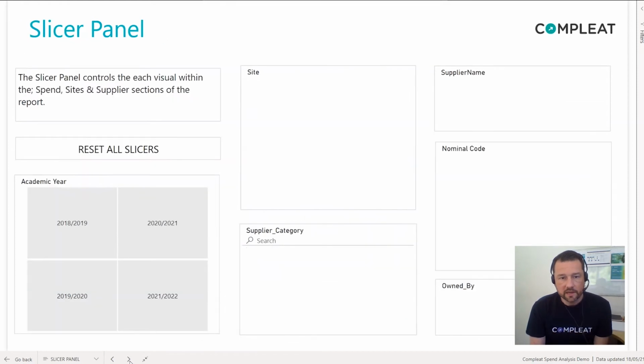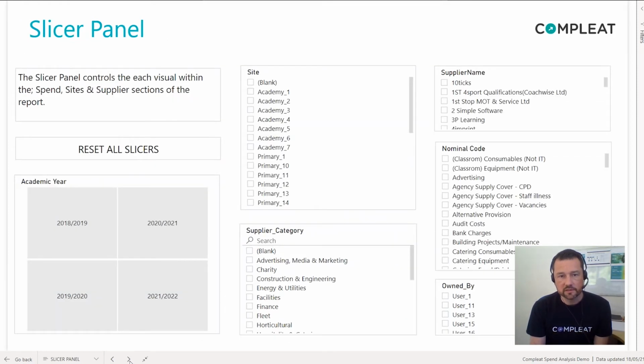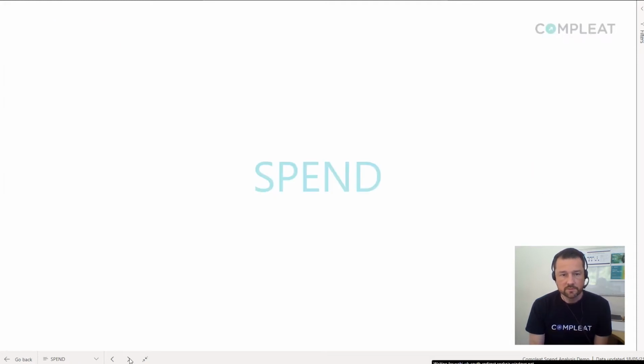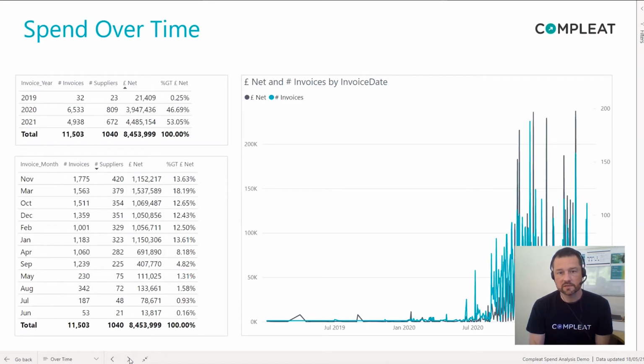The slicer panel allows individual multiple sites, years, in this case academic, suppliers, expenditure categories and nominal codes to be selected. The following reporting tabs then only display the selected area that you've selected. To take the report back to the full dataset, simply hit the reset button. Spend over time shows a breakdown of each spend volume, invoice and supplier number against a given period, in this case annual and monthly.